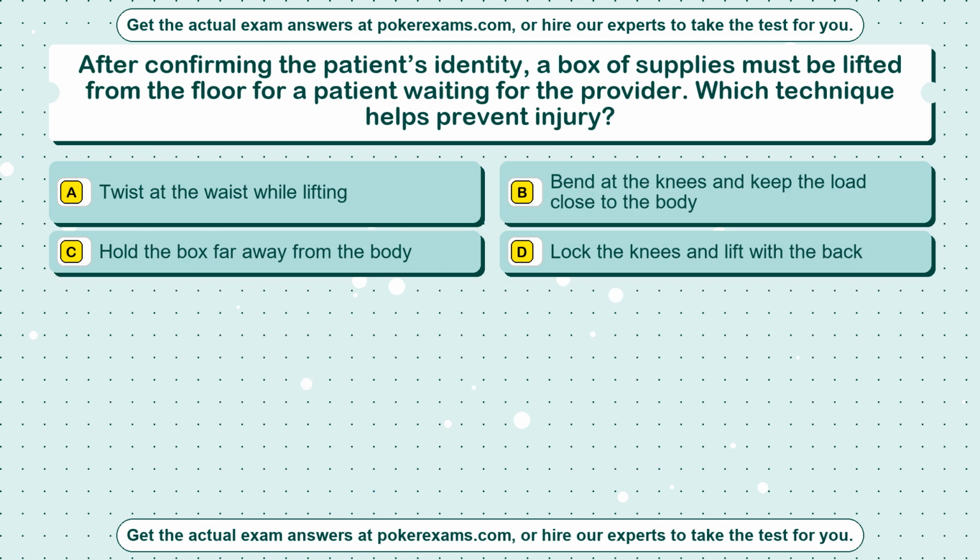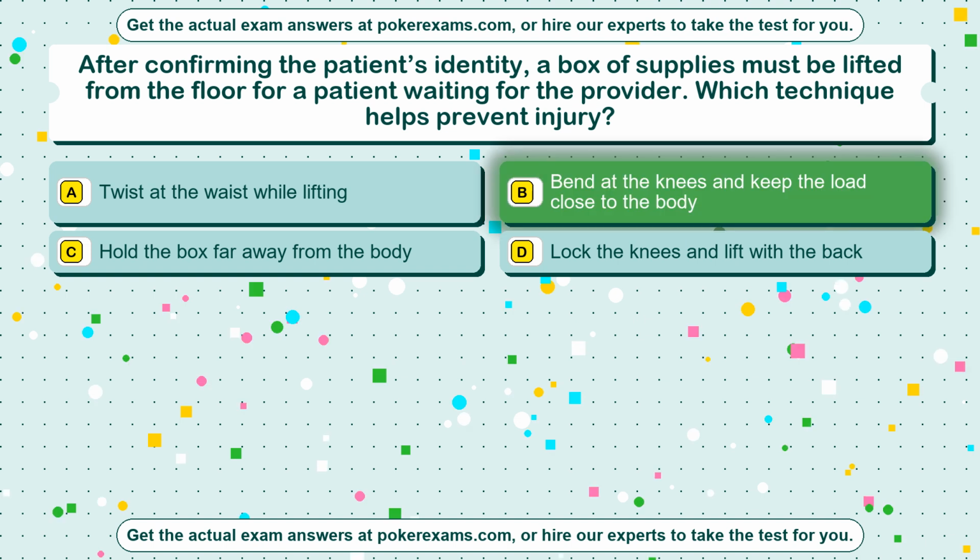Question 18. After confirming the patient's identity, a box of supplies must be lifted from the floor for a patient waiting for the provider. Which technique helps prevent injury? Option A. Twist at the waist while lifting. Option B. Bend at the knees and keep the load close to the body. Option C. Hold the box far away from the body. Option D. Lock the knees and lift with the back.